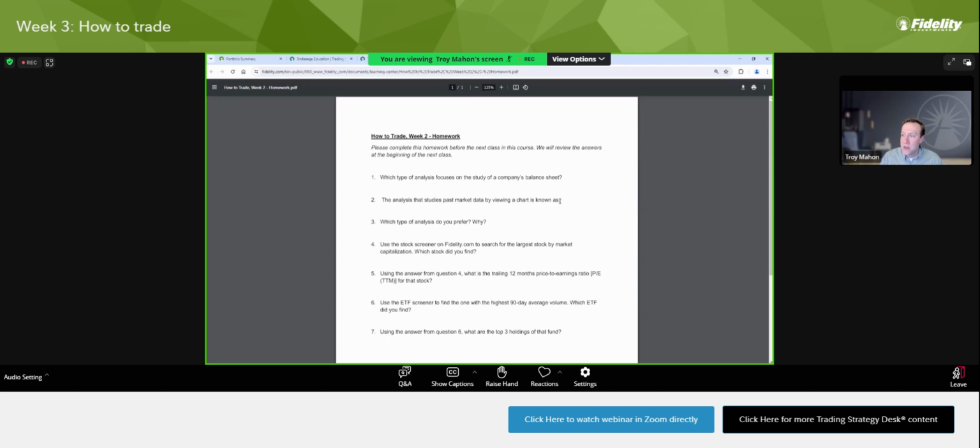Question number two, the analysis that studies past market data by viewing a chart is known as technical analysis. It's the other viewpoint. In fundamental, we want to understand the company. In technical, we want to understand the chart, and we study three things on a chart: price, volume, and time. Is there a correlation between time and price? If there is, we call that a trend.